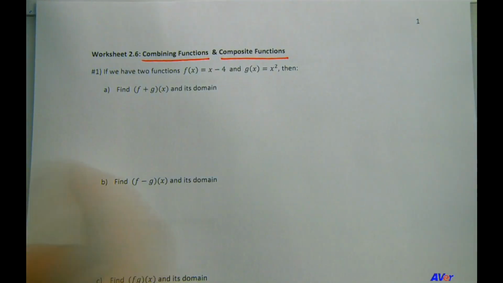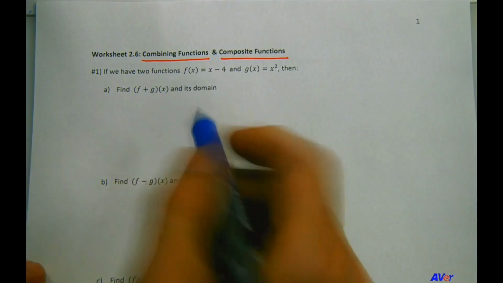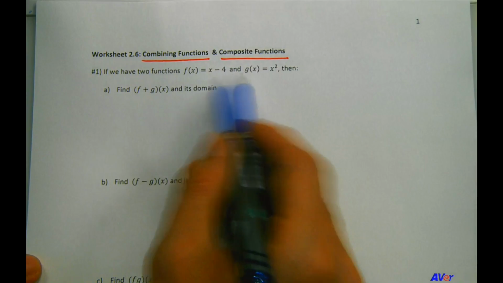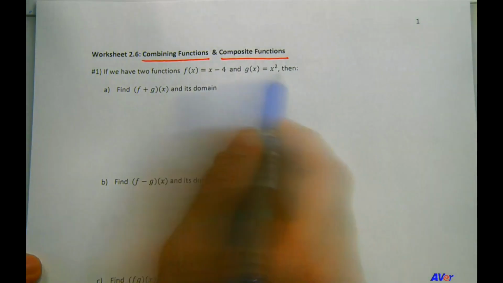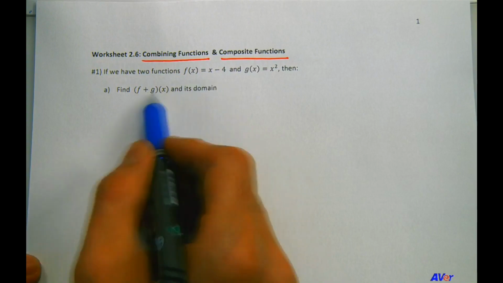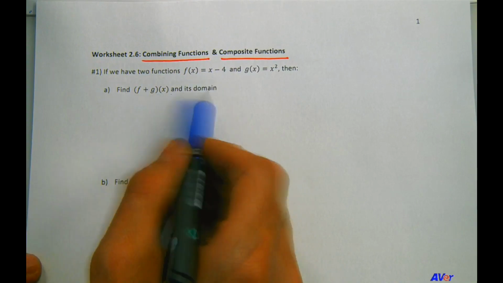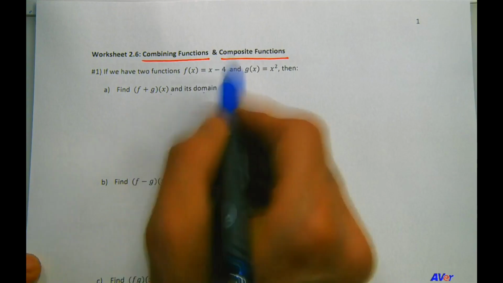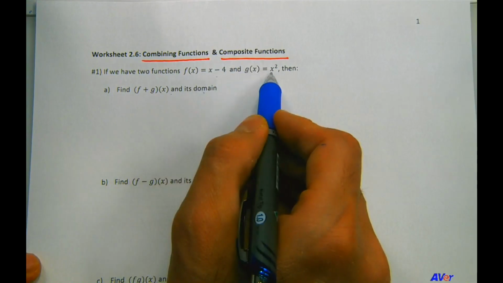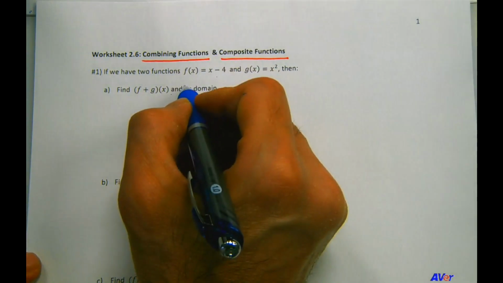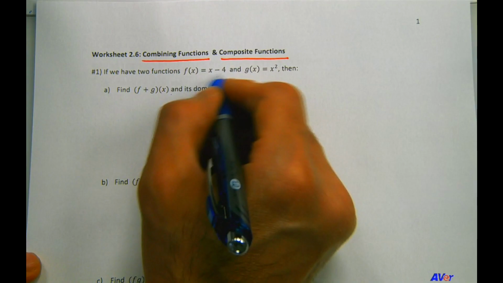Okay, so let's begin here. If we have two functions f of x and g of x, then find this function, add them, so we're combining functions here, right? And find the domain. Before we find the domain, we know that the domain is the intersection of this domain and that domain, right? So what is the domain of the linear function? Are there any restrictions? No.